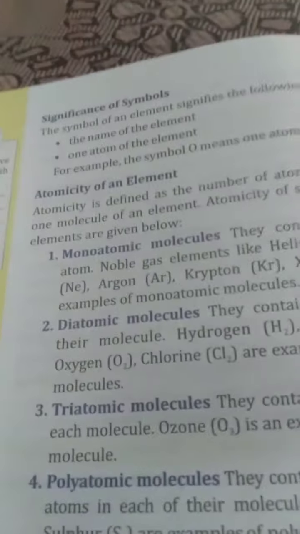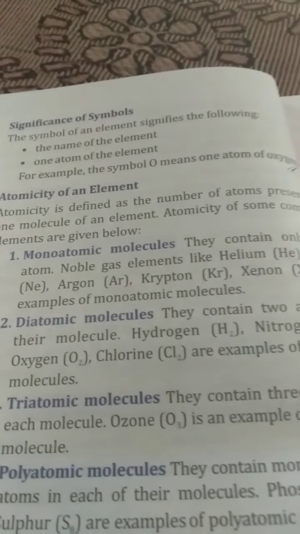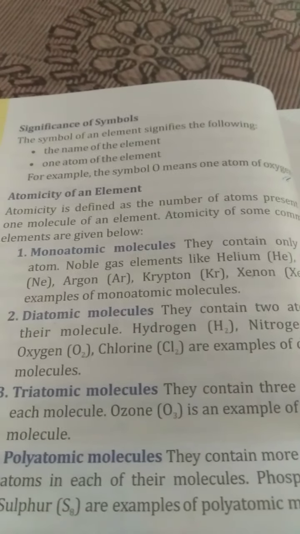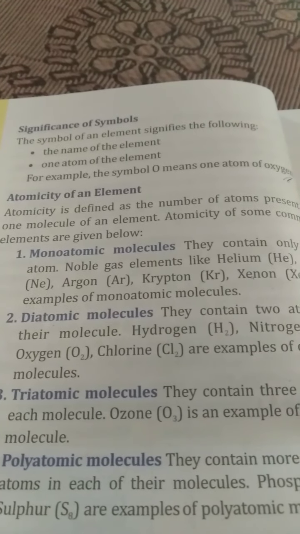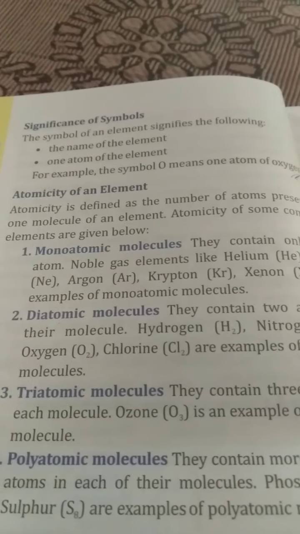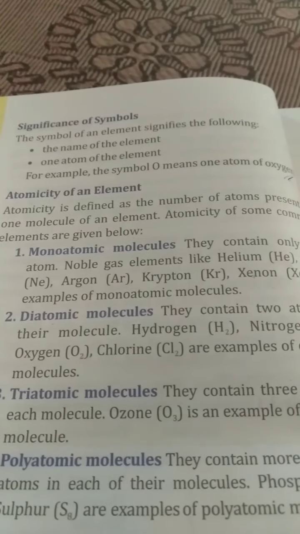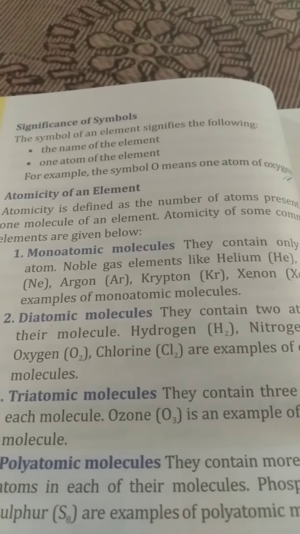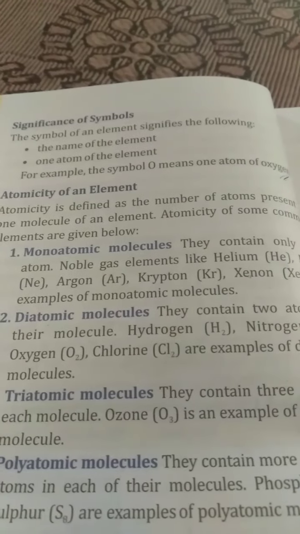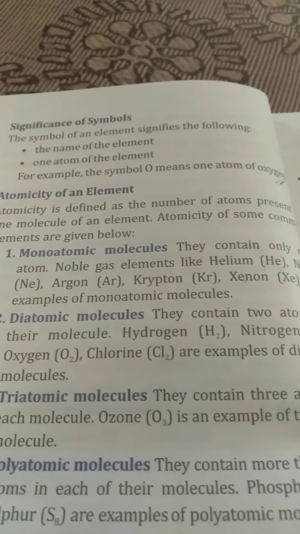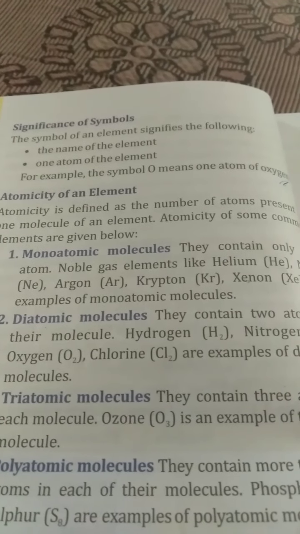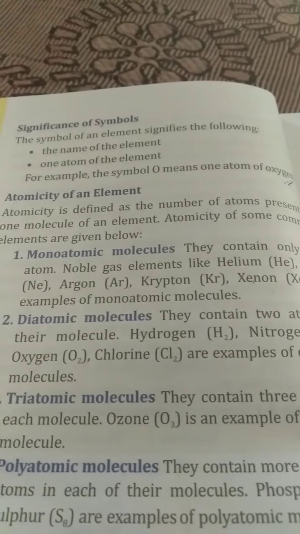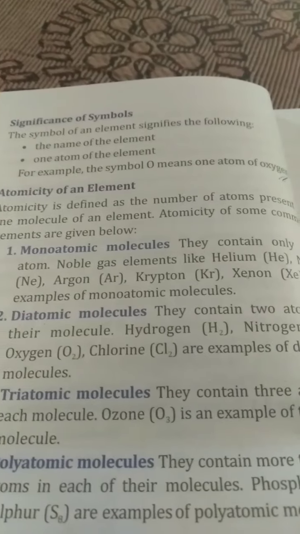Now let us understand that. First is monoatomic molecules. What are monoatomic molecules? Mono means single or one. So if the molecule represents only one atom, then it is known as a monoatomic molecule. For example, all the noble gases like helium, neon, argon, krypton, xenon are monoatomic molecules.